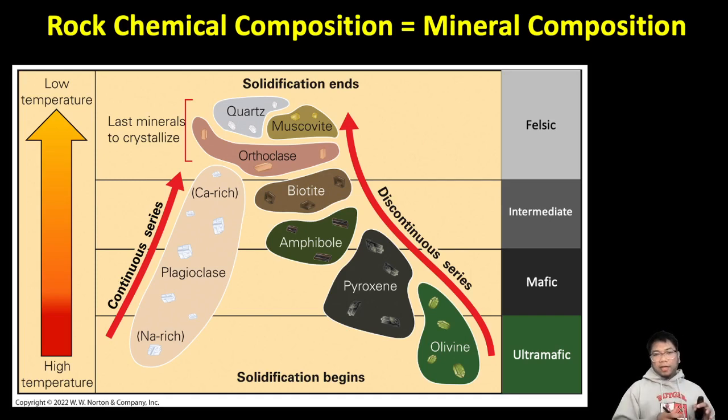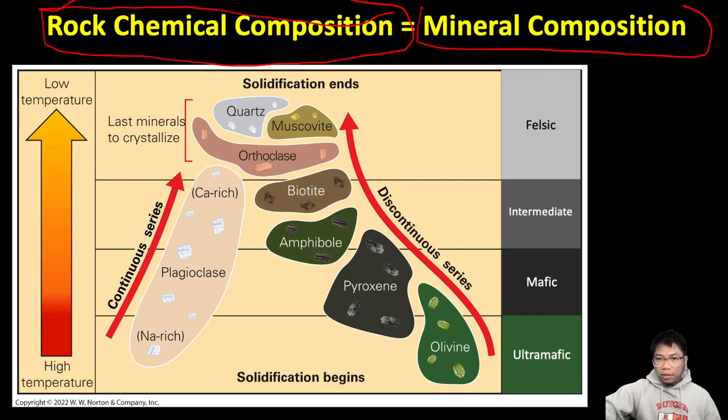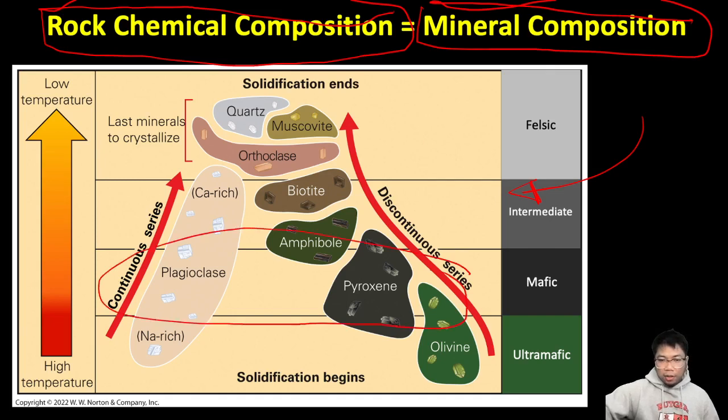So that was the first criterion we use to classify igneous rocks, and the second criterion is called the rock chemical composition. The rock chemical composition is actually reflected by the mineral composition of the rocks, and that is why it is important to recall what we learned about Bowen's reaction series, because this mineral assemblage will tell us about the composition of the rocks.